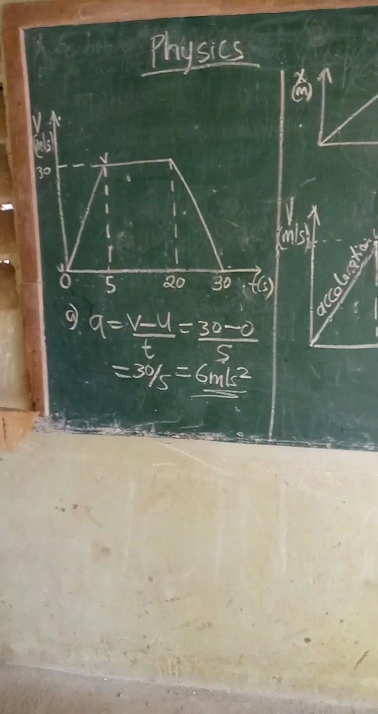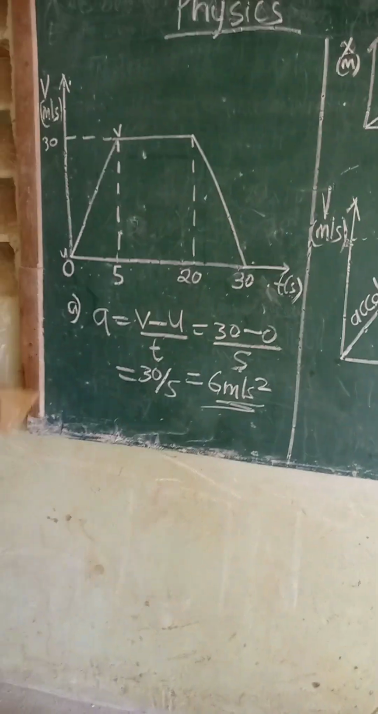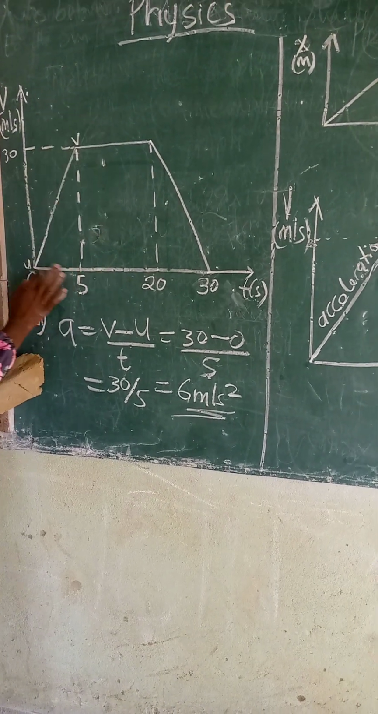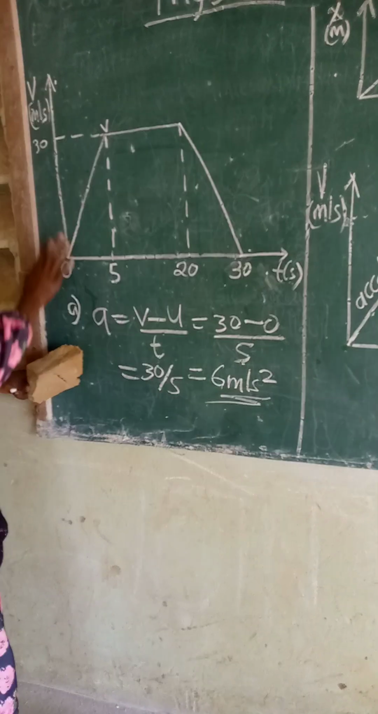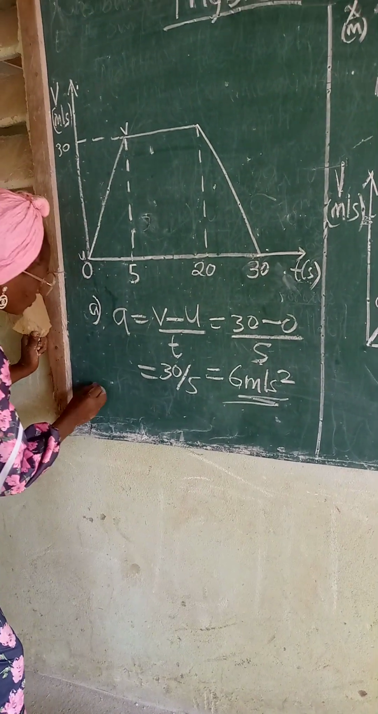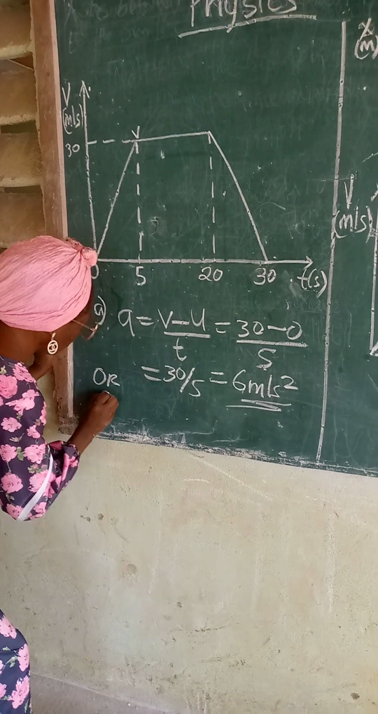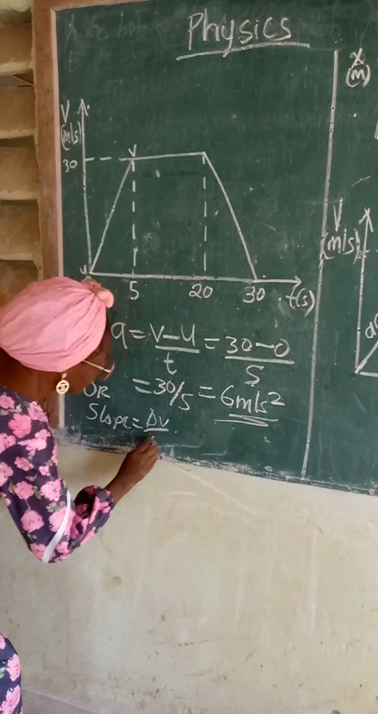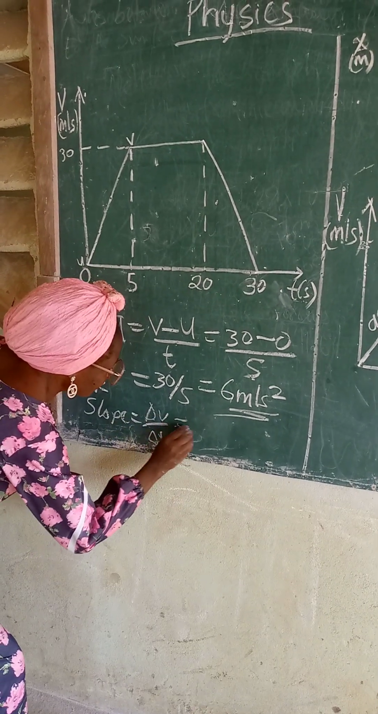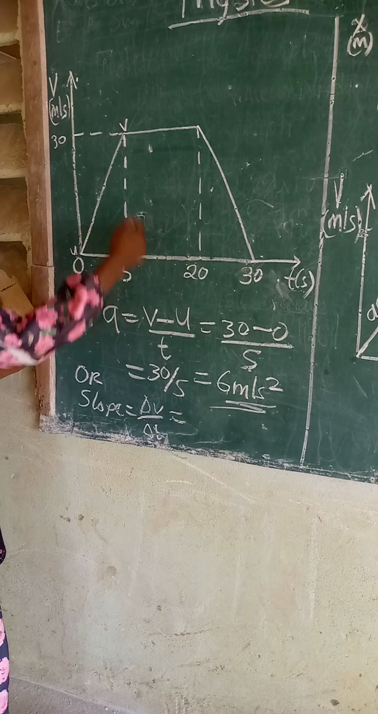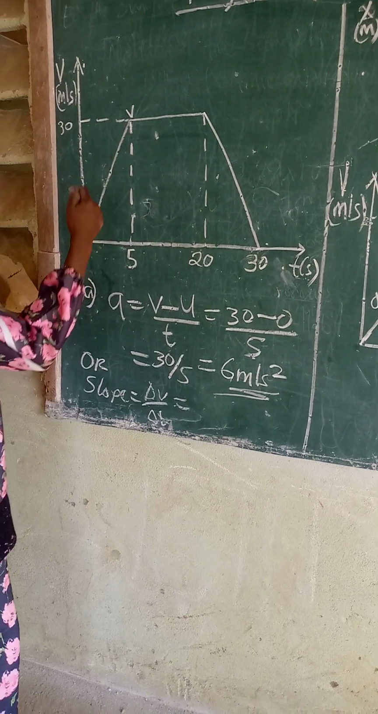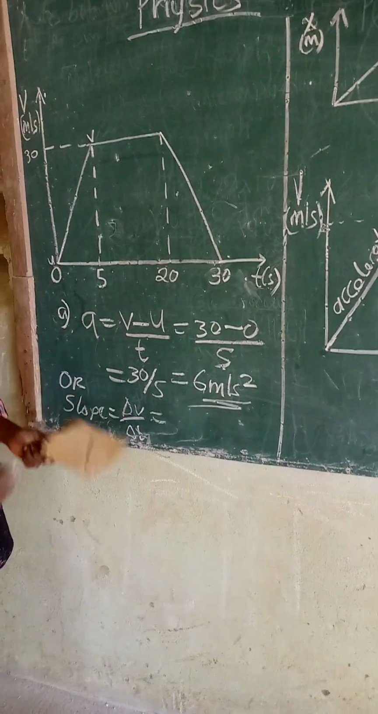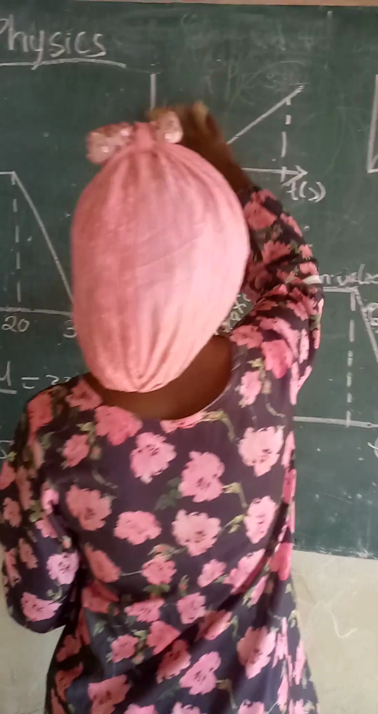If you don't like this formula, like I told you, the slope also is equivalent to acceleration. So this is slope, this is a triangle. We can do dv dt. Or another method you can use is slope is equal to dv dt. And what is dv? It's the same thing here. 30 minus 0 all over 5 minus 0. We'll still come back here. The B part.